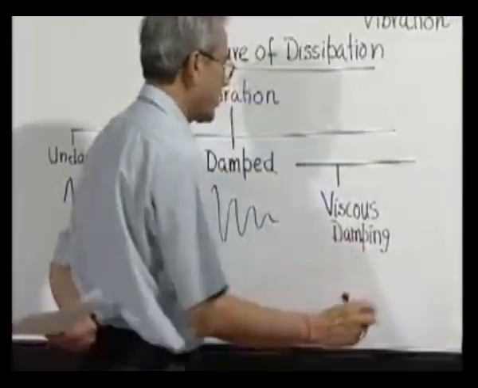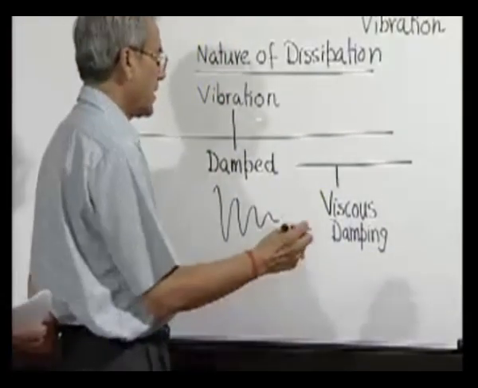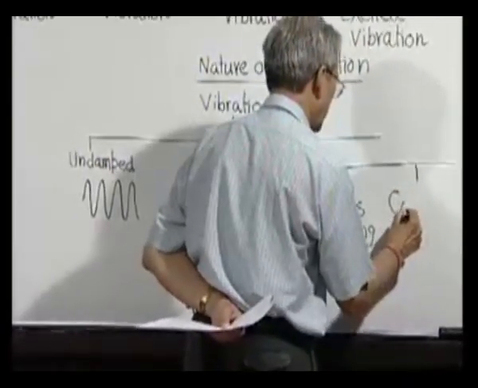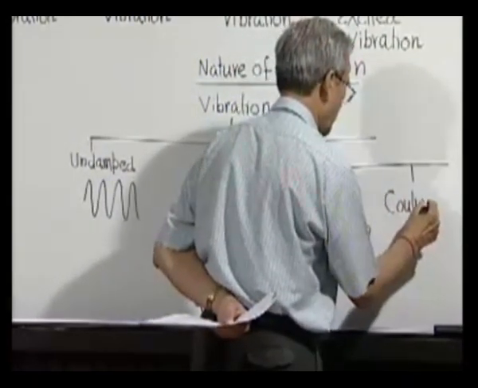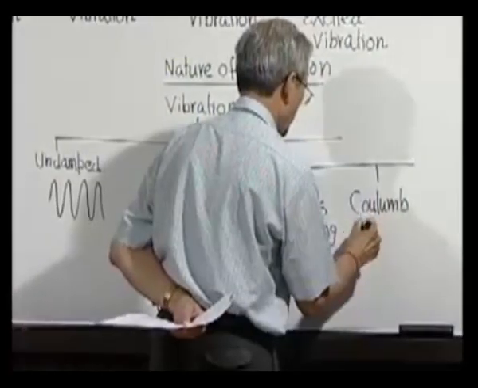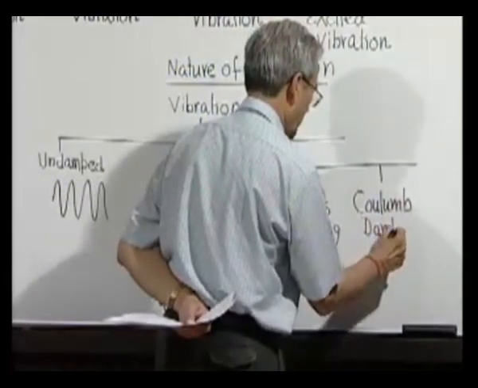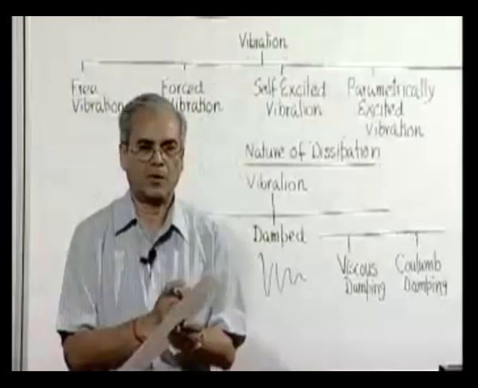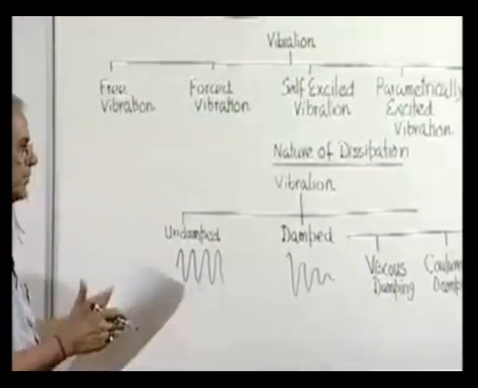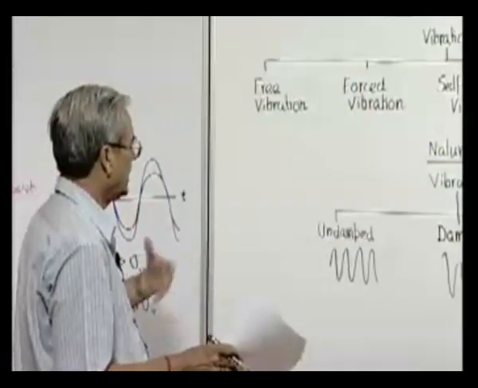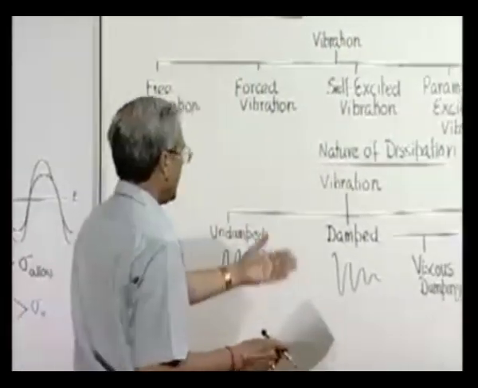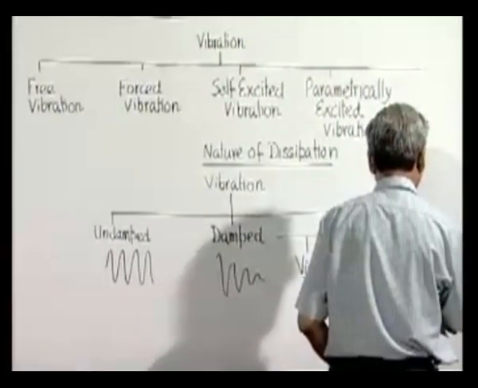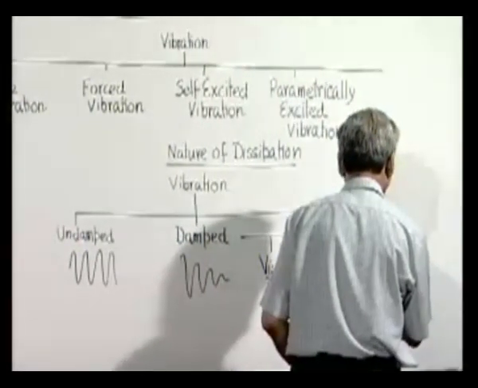Which is generally based on fluid friction. We will discuss it in detail. Or it can be Coulomb damping, where there is solid friction, that means friction between two solid surfaces rubbing against each other. There also energy is dissipated, and that type of energy dissipation is called Coulomb damping, and the other is material damping.